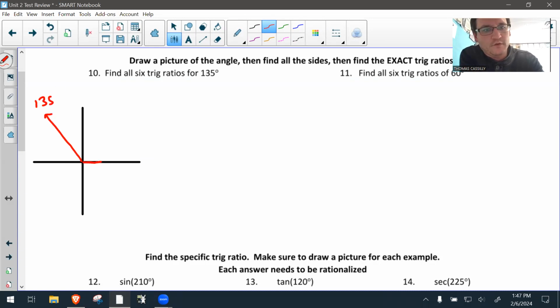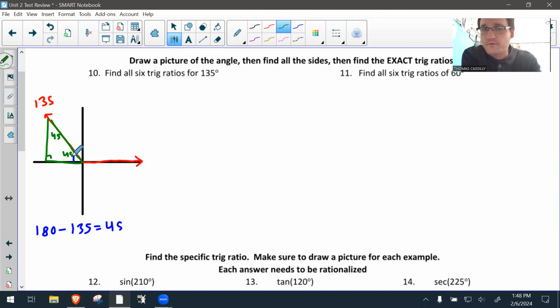If we draw it in standard position, remember the initial side starts on the x-axis, and then the terminal side ends somewhere else. I don't really care about the 135, though. What I care about is this reference angle down here. To figure that out, how much does it take to get us to 180? 180 minus 135 gives us 45. So this triangle right here is a 45, 45, 90 triangle.